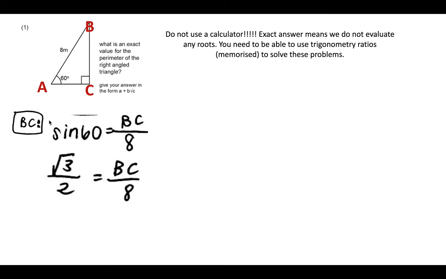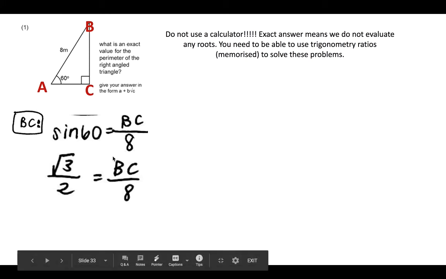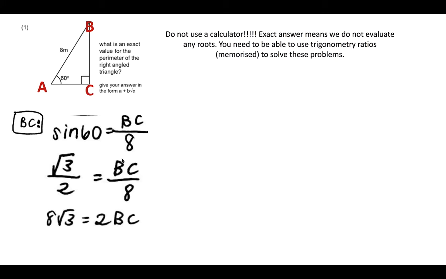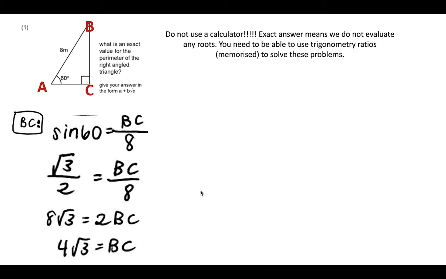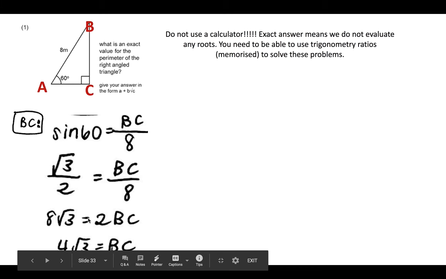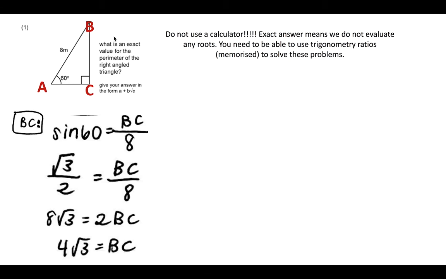We can replace sine of 60 with square root of 3 over 2, because that is one of the exact trig values that we need to have memorized or learned or understood. So replace this here, and then cross multiply and solve. So 8 times square root of 3 is equal to 2 times BC. Divide by 2 to find your answer, and the distance BC is equal to 4 times the square root of 3, just because 8 divided by 2 is 4. All right, so that would be our height of the triangle.